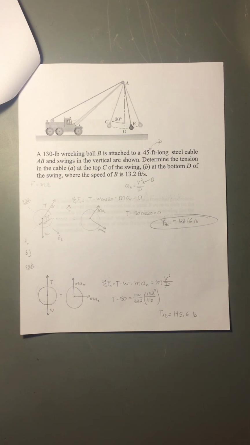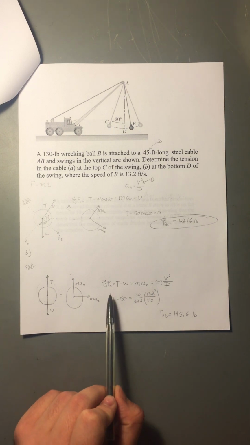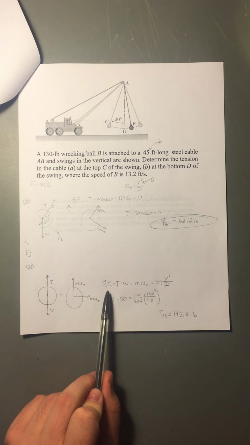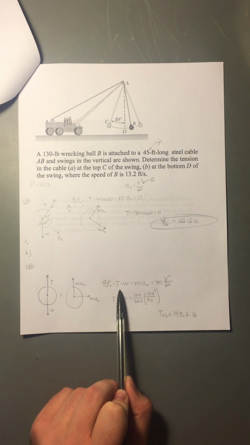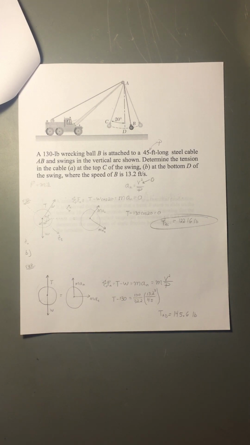122.16 pounds. Okay, so for part number B, we have a little different situation, so I redrew the free body diagram here. So at D, we know our tension is going straight up. We're at the very bottom of the swing, and we know what that's equal to. And so since we don't have any forces in the tangential direction, I decided to write an equation for force in the normal direction.